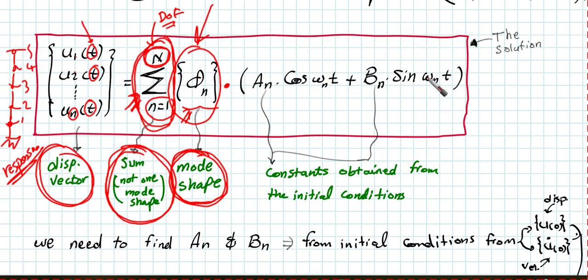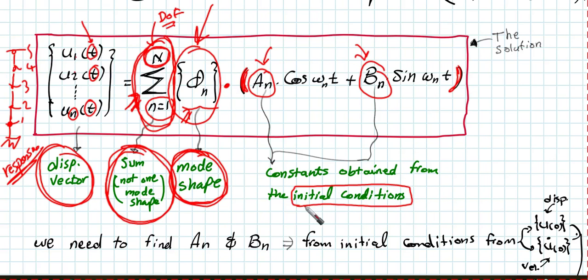As you can see here, first of all, within the square brackets, we are going to find that we have an and bn. As I put it here, they are constants obtained from the initial condition. Okay, what is the meaning of this again? These constants have significance. The significance is that the response of the structure is going to be affected by the initial condition.